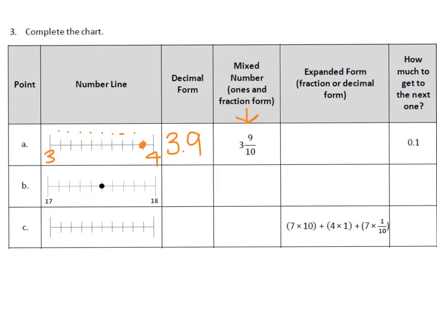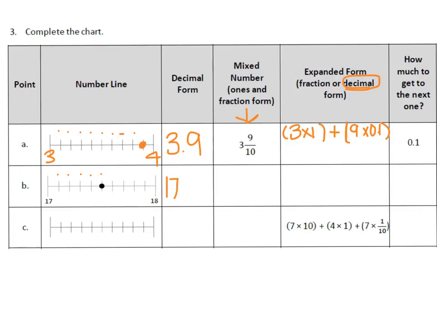Now I'm going to write the expanded form as decimals for all of these. I know it says to write it in fraction or decimal, but let's stick with decimals since we're working with decimals. So we are going to have 3 times 1, because there are 3 ones, and then we have 9, that's a parentheses right there, times 1/10. Look at letter B. I see on the number line I have 17 and 1, 2, 3, 4, 5/10. Go ahead and fill in the rest of the chart. Pause the video while you work and replay when you are ready.